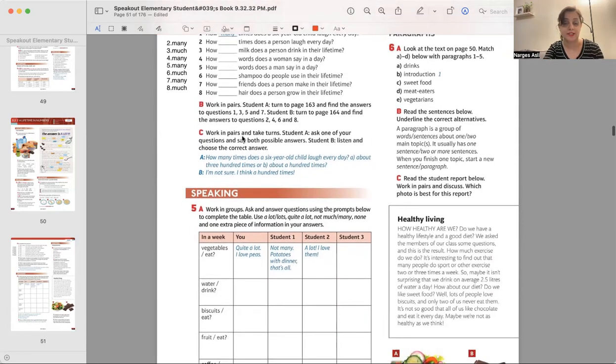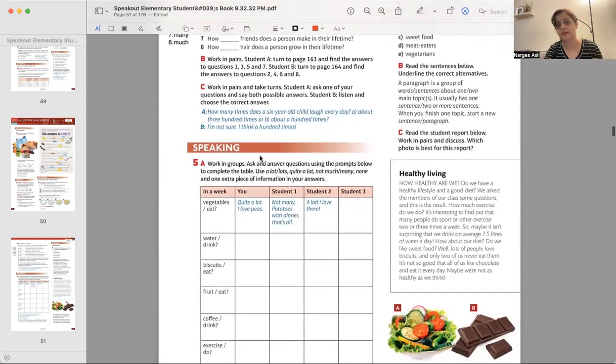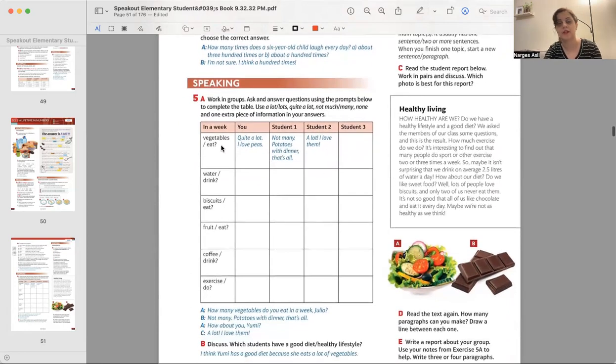تمرین 3 working pairs take turns. Student A ask one of your question and say both possible answer. Student B listen and choose the correct answer. For example, how many times does a 6-year-old child laugh every day? It's about 300 times or about 100 times. I'm not sure. I think 100 times. That's it. خیلی آسونه. این سوال رو باید جواب بدید.